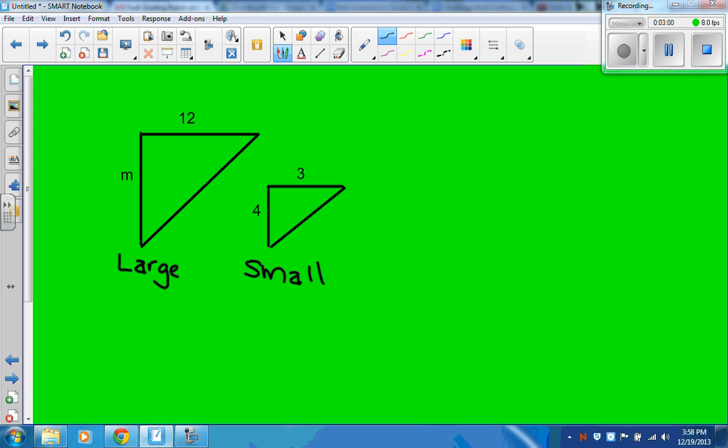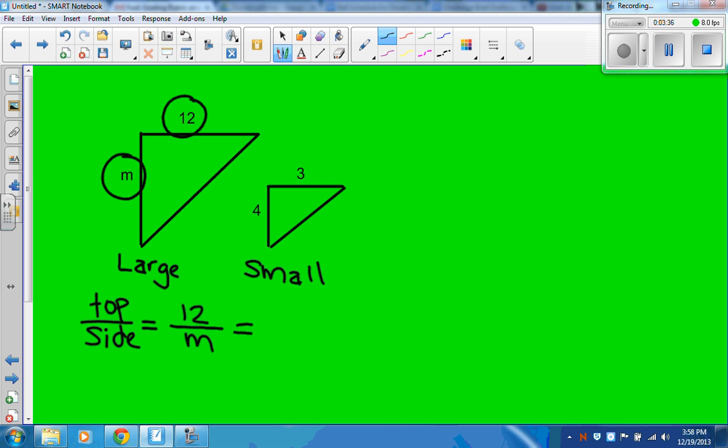So now we have to set up our ratios. So our length for our large triangle is 12. Okay, and triangles don't really have lengths and widths, so we'll just call them top and the side. So our top is 12 and our side will be m. Okay, so our ratio will be 12 over m. So 12 is our top and m is our side. So now we have to set up a proportion.